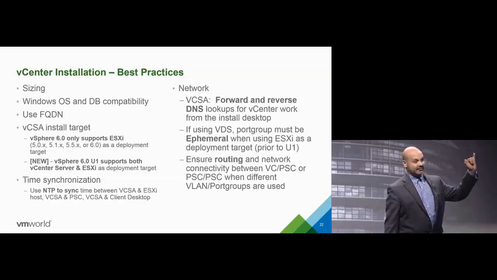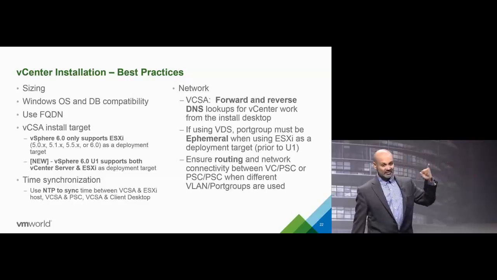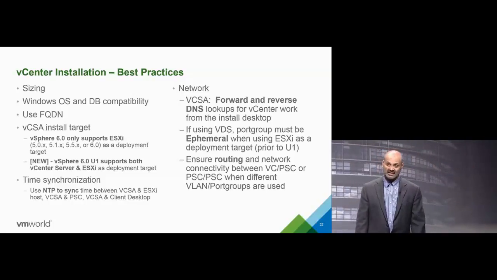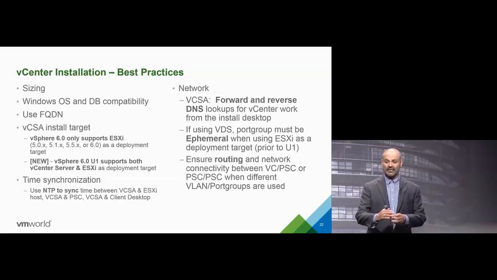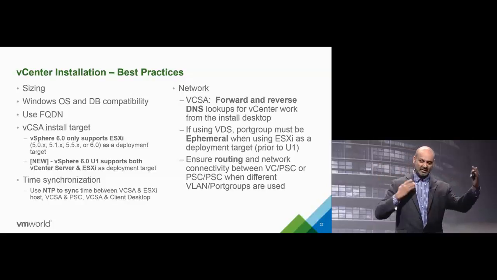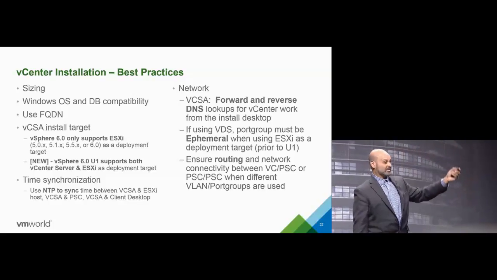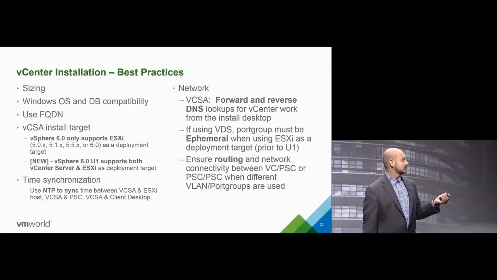And then on the network side, forward DNS and reverse DNS, very important. If you're deploying in 6.0 and you're using VDS, you need to have an ephemeral port. And last but not least, routing, right? If you have your PSC and your vCenter on different VLANs, you need to make sure there's proper routing and gateway and everything is set up correctly. A lot of this is common sense, but you need to go through all of these and do them correctly for the install to proceed smoothly, right?